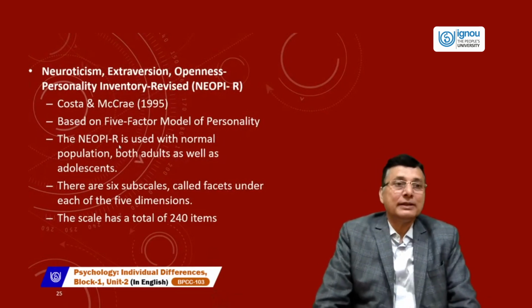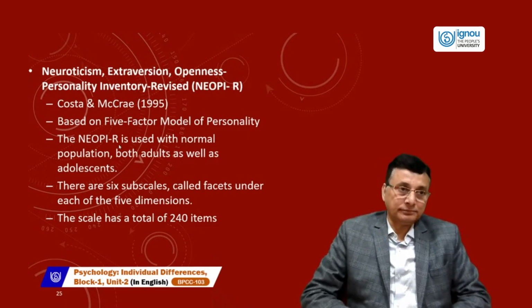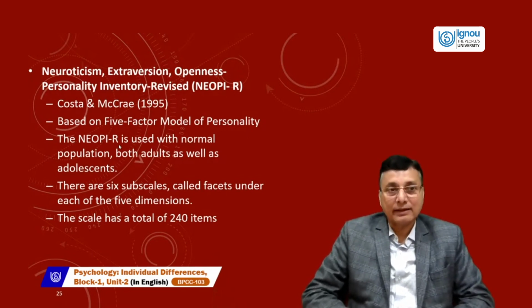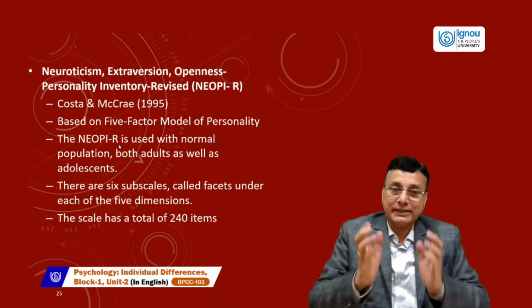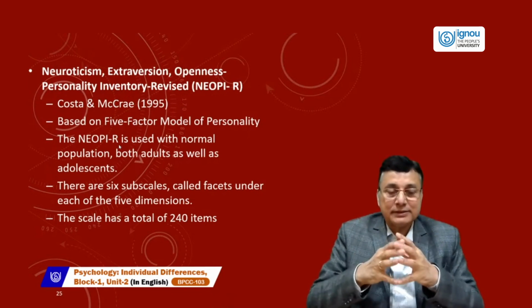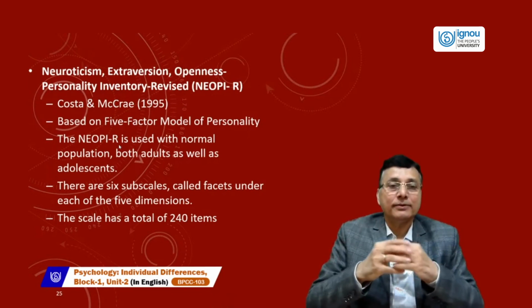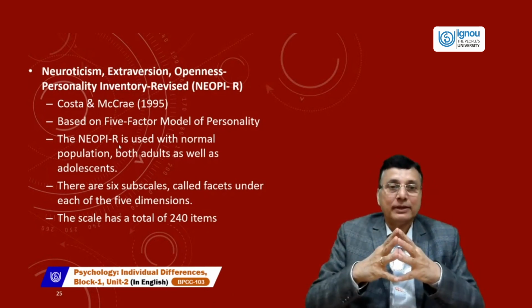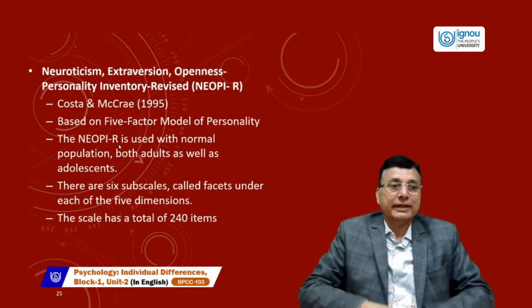Neuroticism, Extraversion, Openness Personality Inventory, Revised, NEO-PI. It is given by Costa and McCrae and based on the five factor model of personality. Do you remember the five factor model of personality, which has the acronym OCEAN? O for openness, C for conscientiousness, E for extraversion, A for agreeableness, and N for neuroticism. So it is based on that model.